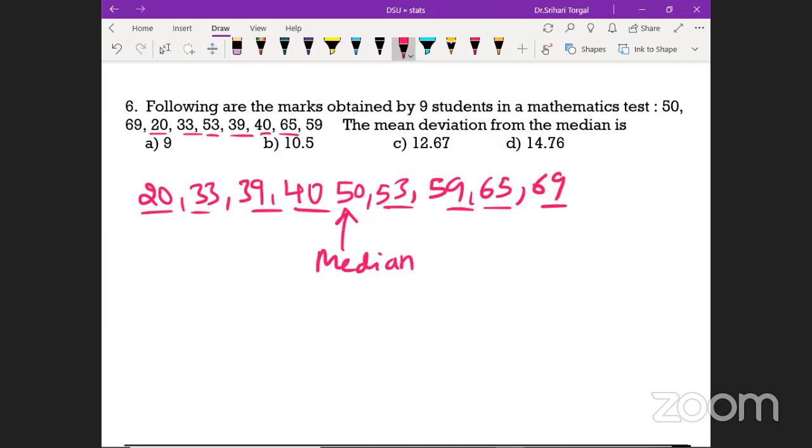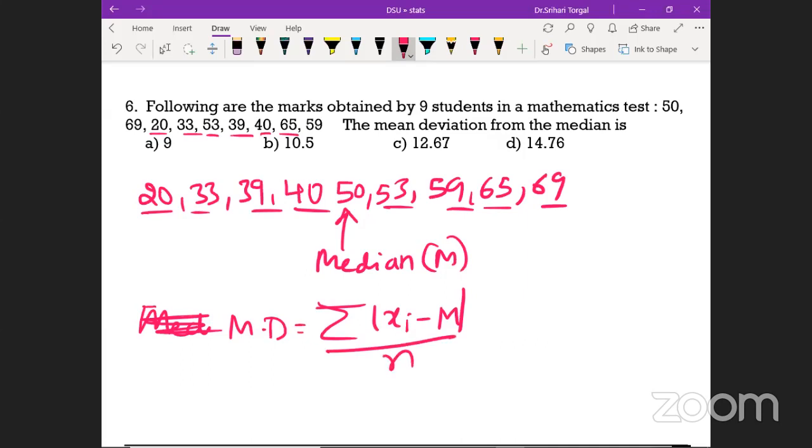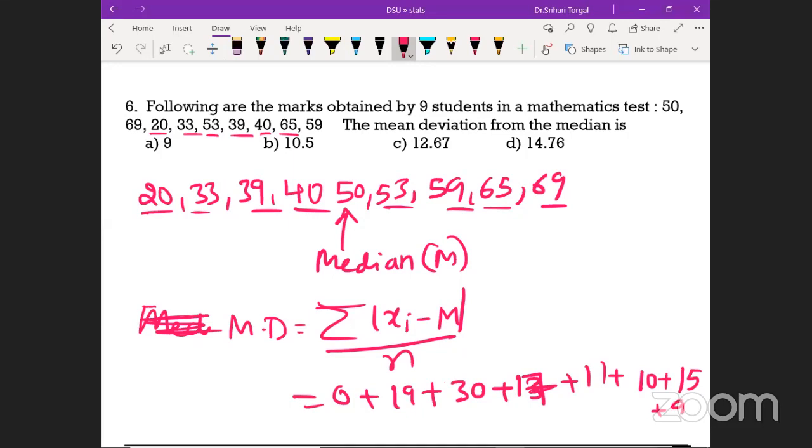50 is the median. Now you have to take the difference from the median. The mean deviation formula is sigma xi minus x bar, here the median denoted by m, divided by n. Now check: 50 and 50 is 0. 50 and 69, 19. 20 and 50, it is 30. 33, it is 17. Plus 39 and 50, 11. 40 and 50, 10. 15. Last it is 9. Whole divided by 9.